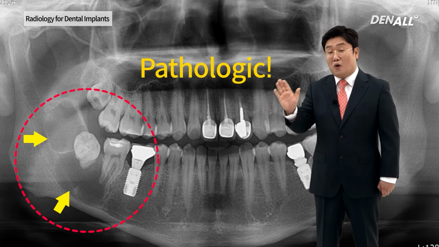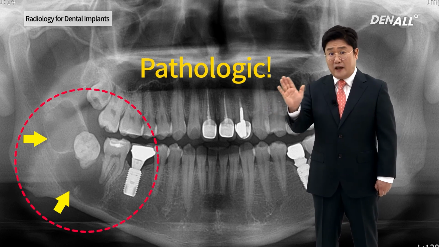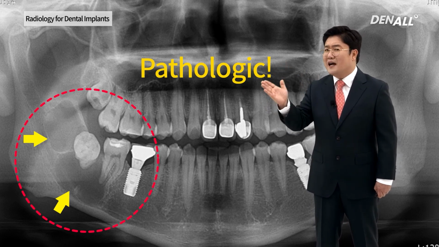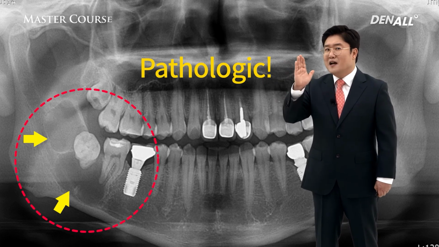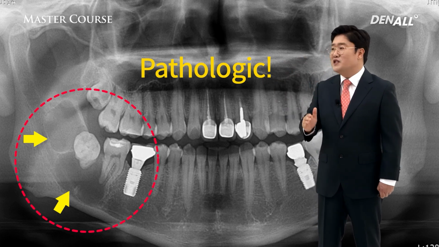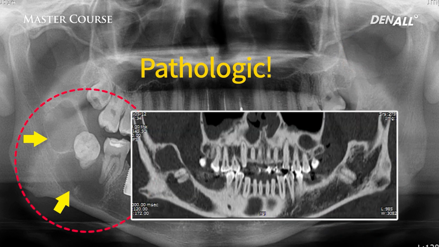We look at panorama almost daily. So if something is off, if something is not normal, intuitively we can catch that. So do not ignore that. So we took the CT images, and ameloblastoma was found.